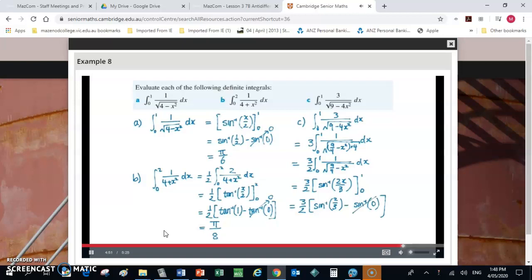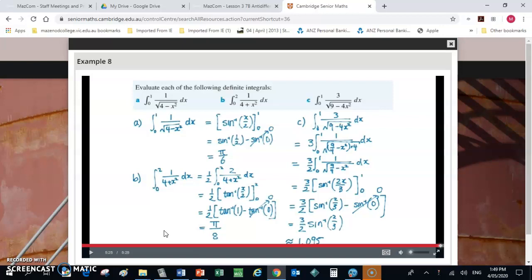Sine inverse of 0 cancels out, of course, and so we're left with the answer being 3 on 2 sine inverse 2/3. And of course that would be the answer in exact form. But of course, if the question asks you to simplify it to some decimal places, then you could approximate that to 1.095.